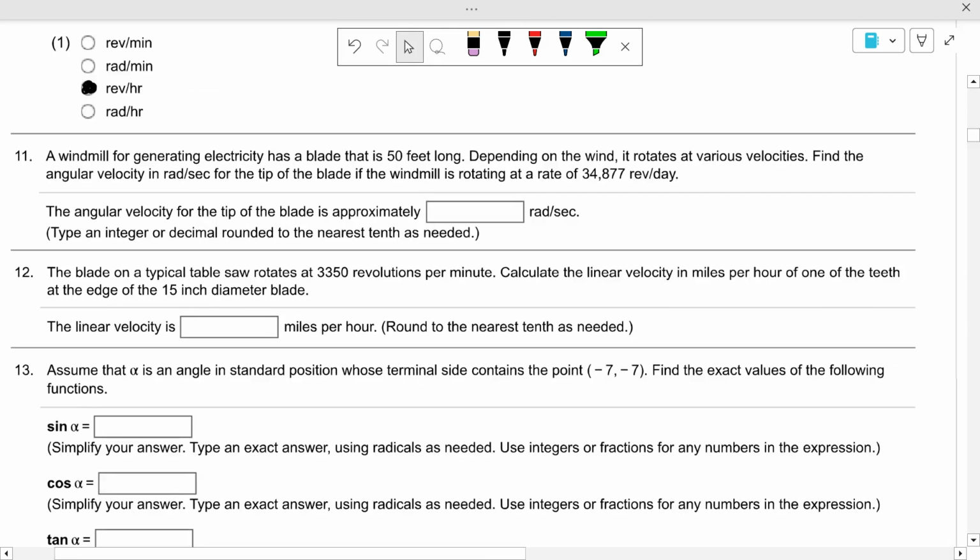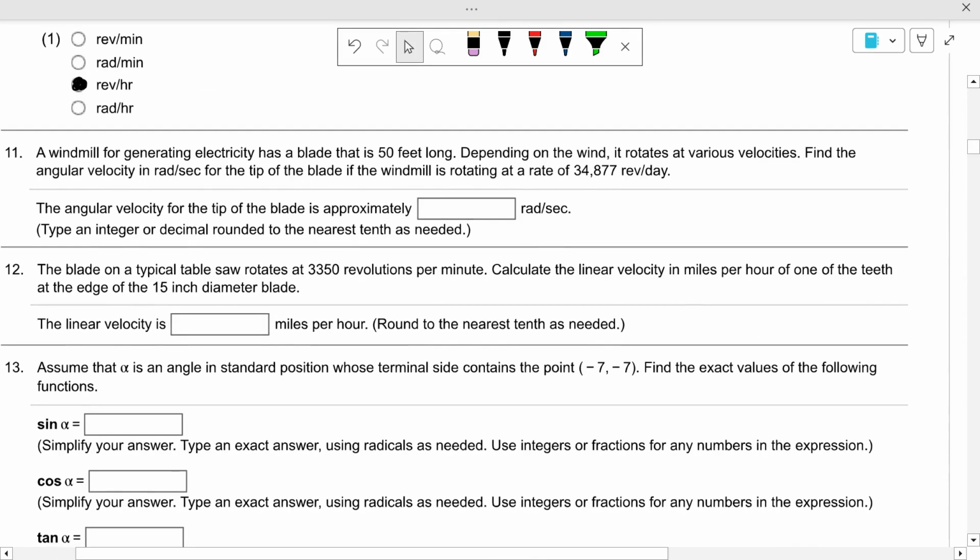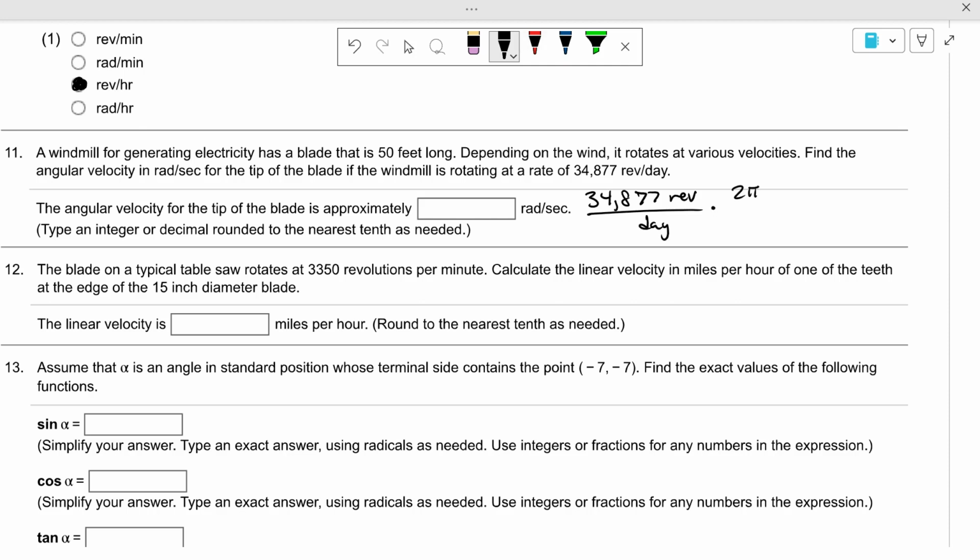A windmill generating electricity has a blade 50 feet long. Depending on the wind, it rotates at various velocities. Find the angular velocity when the windmill is rotating this many revolutions per day. So we say 34,877 revolutions per day times 2 pi radians per 1 revolution times, okay, we want to get radians per second.